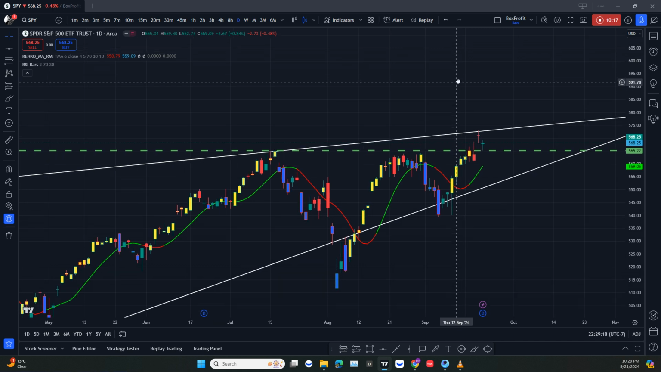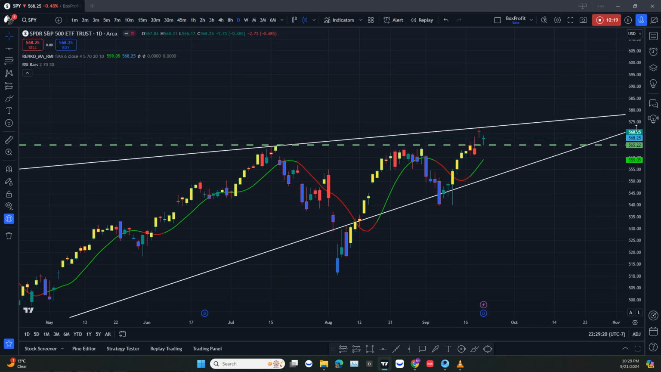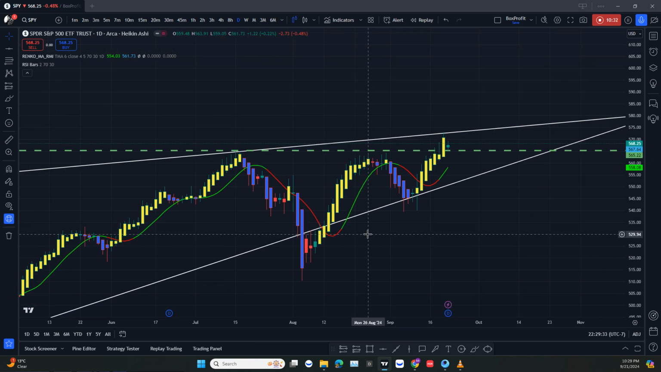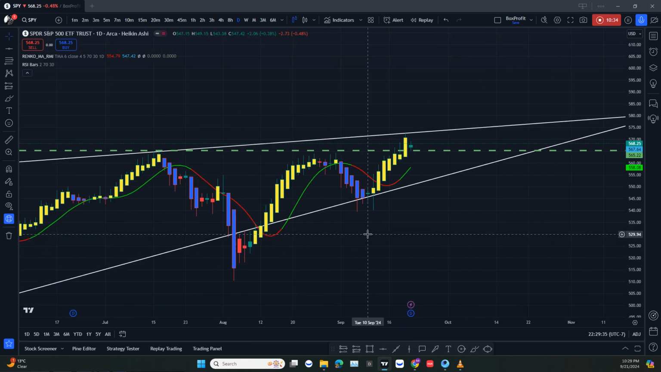Actually, remember when we were looking at the weekly chart, we viewed things on Heikin Ashi and things were positive. How about if we do the same thing here on a daily chart? Okay, on a daily chart.